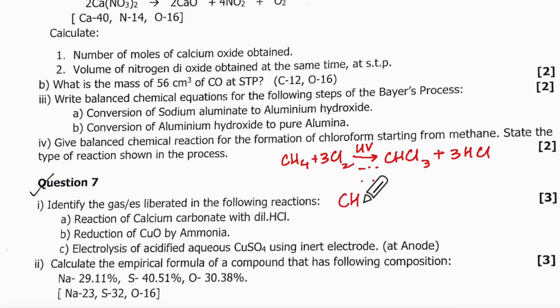Supposing they had to ask you CH4 becomes CCl4. Then 4 steps, so you will take 4Cl2 with the same condition and plus 4HCl. Okay, so we have finished with this.